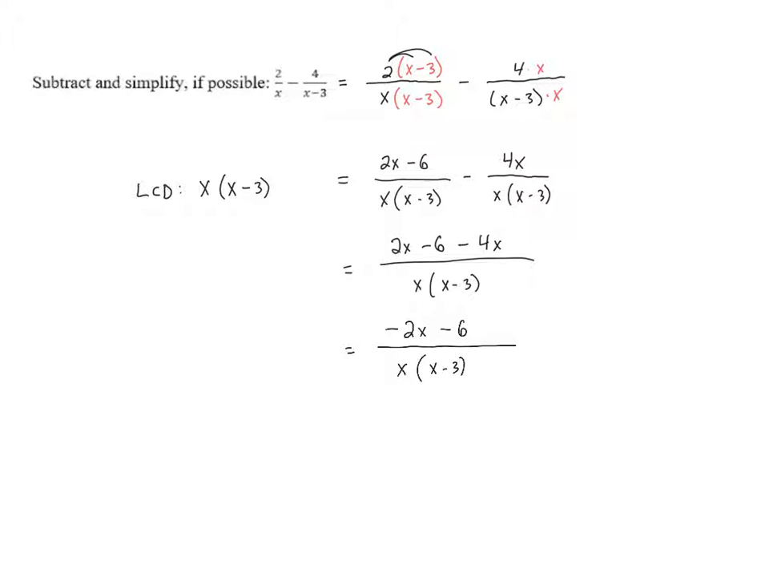We want to see whether or not this simplifies, so we need to factor the numerator. We can pull out a GCF of negative 2 there, and when we do that, we're left with x plus 3 in the top. On the bottom, we have x times x minus 3. And so if we look, we almost have the same factor in the top and bottom, but the top is x plus 3, the bottom is x minus 3. They are not the same, so we can't cancel anything out. So this is our final answer.